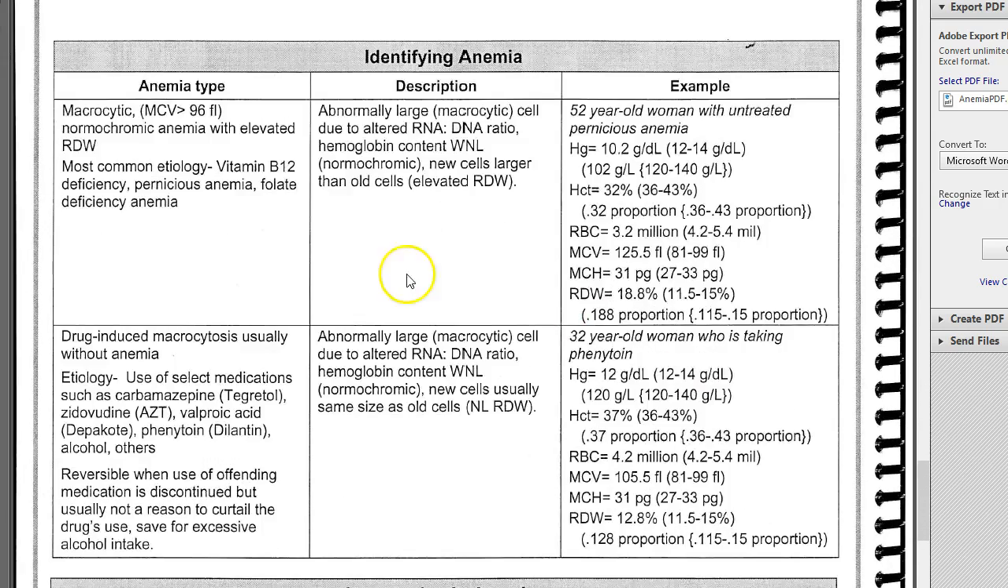So this brings us down to our macrocytic normochromic anemia with elevated RDWs. Most common etiology is going to be pernicious anemia, which is a dietary-induced vitamin B12 deficiency. I'm sorry, it's not. There's vitamin B12 deficiency we see very commonly in pernicious anemia due to malabsorption. And a true dietary-induced vitamin B12 deficiency is actually fairly uncommon. And then you'll see a folate deficiency anemia. It's also not all that common.